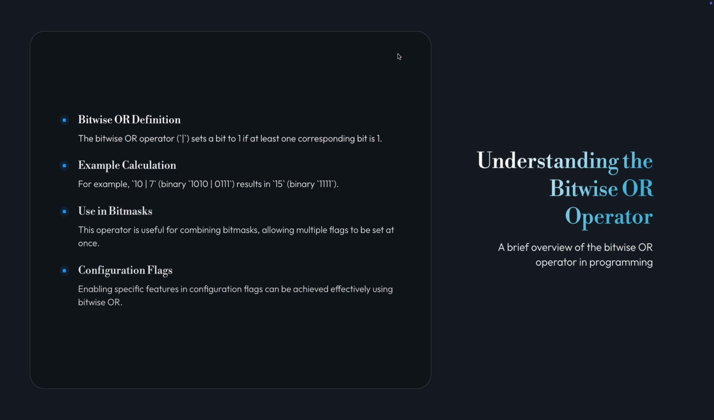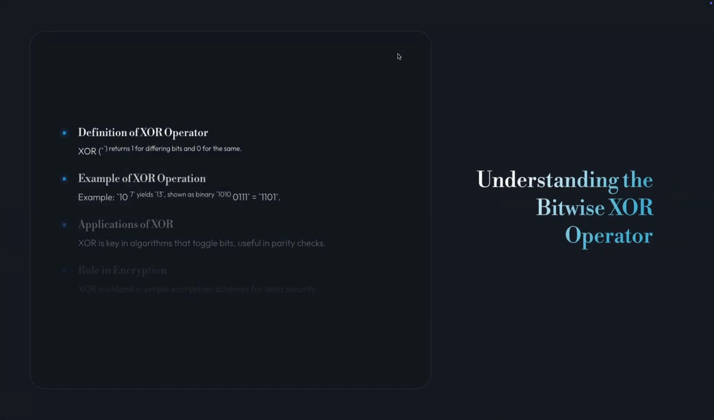Okay, next up is XOR. Yep, the bitwise XOR operator represented by the caret. Now this one's interesting because it returns 1 only when the corresponding bits are different. Different. Oh, so 1 and 0 gives 1, but 1 and 1 gives 0. You got it. And 0 and 0 also gives 0, only different bits result in a 1. Think of it as a detector of differences.